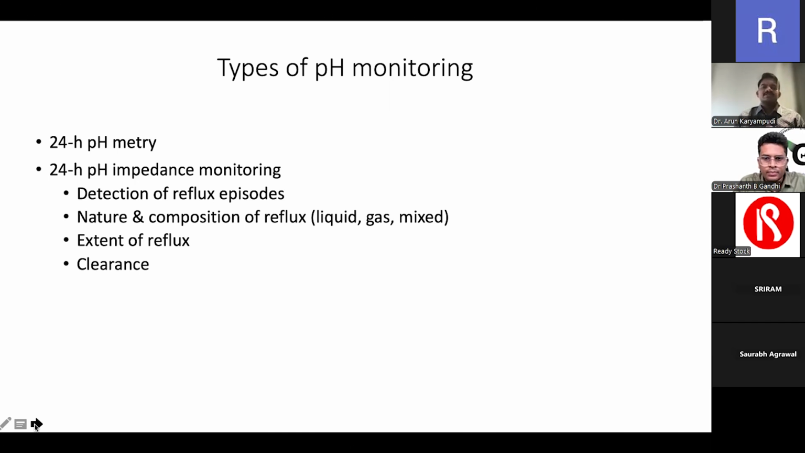Number three is the extent of reflux. Once the reflux happens, till what extent in the esophagus does it go? Is it confined to the distal esophagus, or does it go up to the mid or proximal esophagus, or sometimes even reach the pharynx? We have special probes designed to pick up laryngopharyngeal reflux. These pharyngeal probes have impedance channels right up to the proximal esophagus. So these are some of the advantages when we combine impedance with pH.